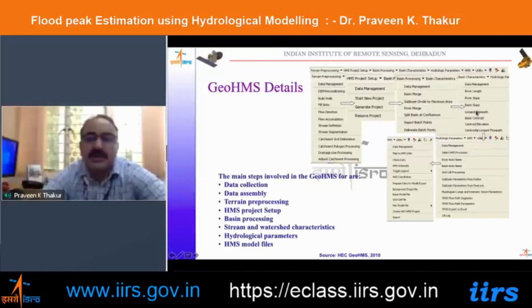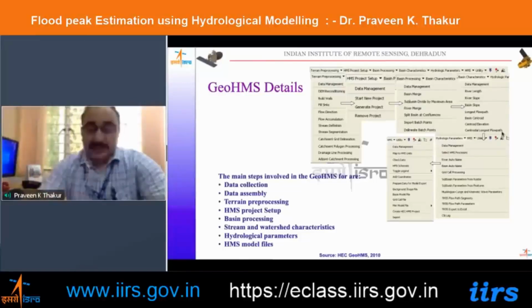And the river length, river slope, basin slope, all these attributes will be automatically calculated. So the longest flow path, basin centroid, centroidal elevation, centroidal longest flow path, these are the physical parameters which are usually employed in hydrology to calculate the Snyder or unit hydrograph parameters. Then there are the methods for calculation of the time of concentration, and the methods which are related to the rasters or the features, and what we call routing parameters.